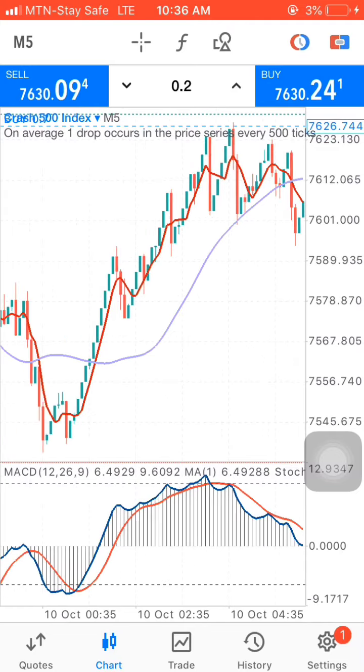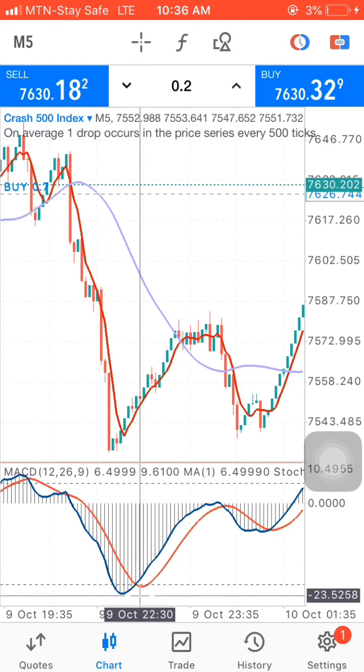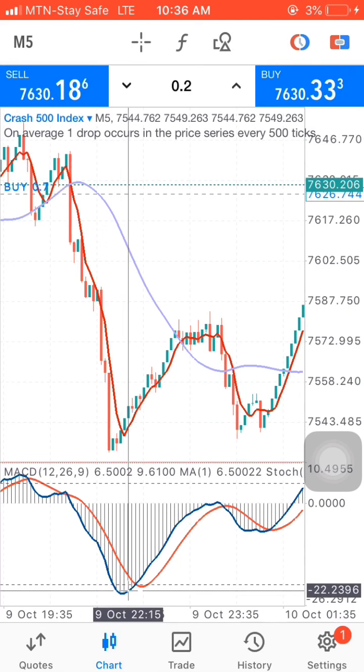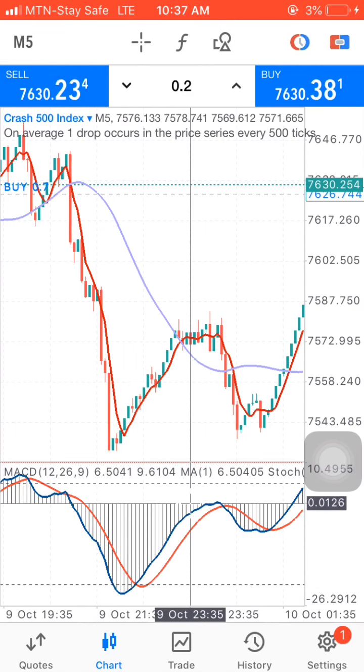So let me take you back to somewhere else. Alright, you see the same thing here. There was a cross, it immediately crossed the level 15. It now went back up.